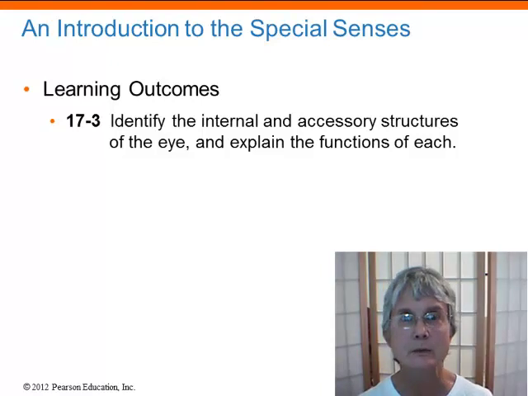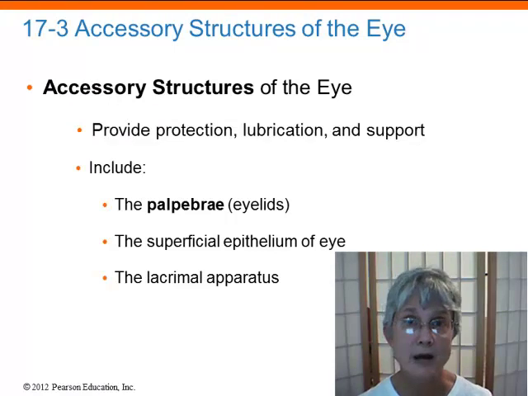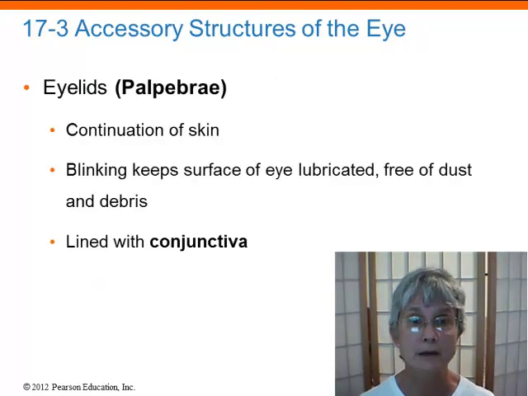In this presentation, we're working on the anatomy of the eye and its associated structures. We're going to work our way from outside to in, starting with the accessory structures of the eye. These include the eyelids, the epithelium that covers the surface of the eye, and the lacrimal apparatus.